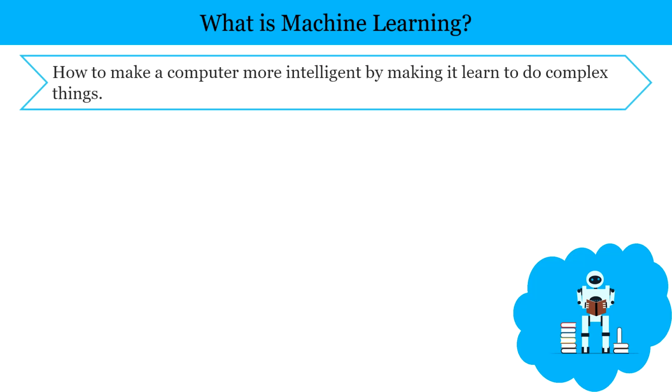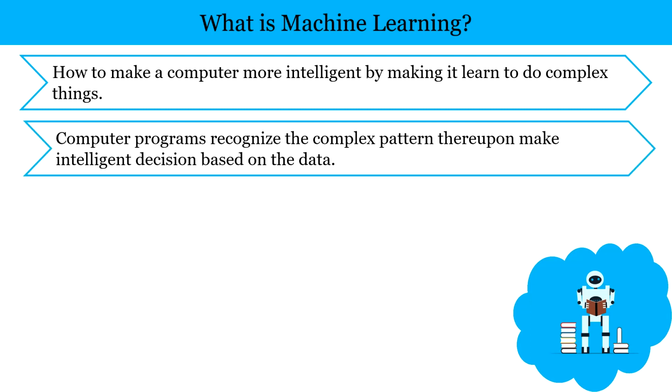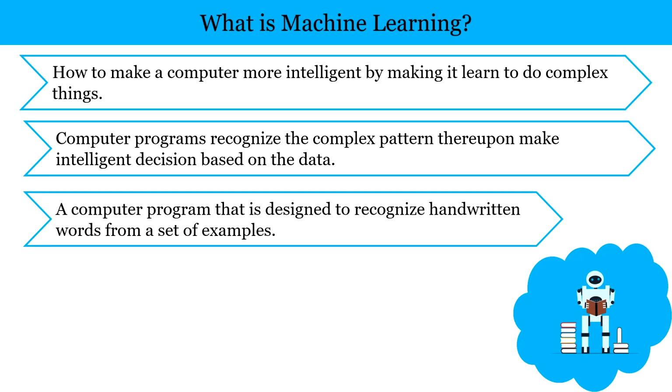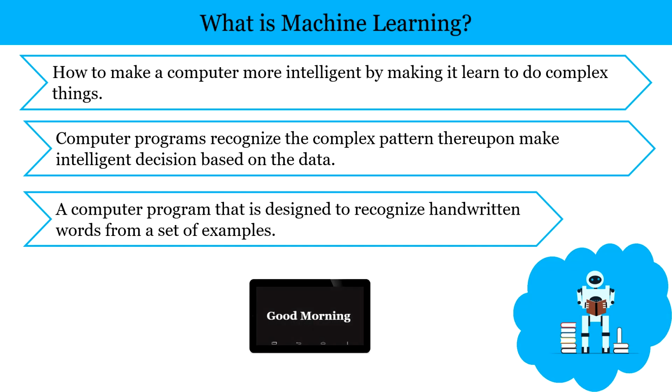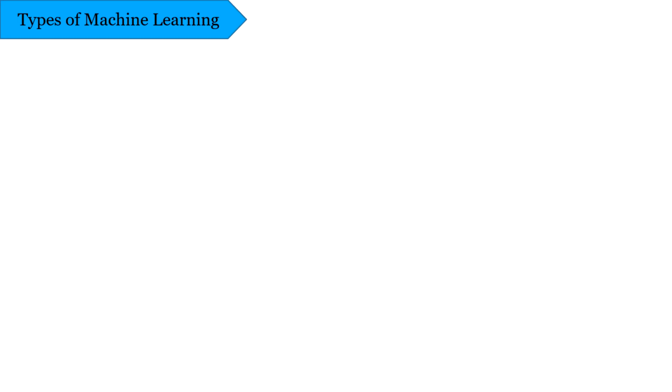As we know, machine learning is about how to make a computer more intelligent by making it learn to do complex things instead of simple calculations. Well, in machine learning process, a computer program recognizes a complex pattern and based on this, it makes an intelligent decision. For example, we can create a computer program that can recognize handwritten words. For this, we have to train the program with a set of examples so that it can learn to identify handwritten words. There are three types of machine learning.